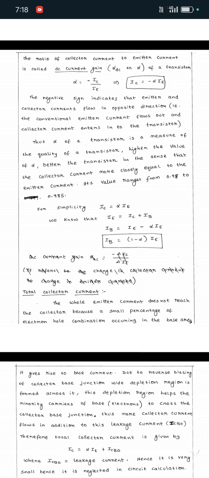So first, the input characteristics. To determine the input characteristics, the readings will be taken between the emitter base voltage VEB and the emitter current IE at different constant levels of collector base voltage VCB. Okay, so here VCB is constant, and the x-axis and y-axis are the emitter base voltage and emitter current. When VCB is 0, the emitter base junction works as a forward biased diode, and the emitter current increases rapidly.